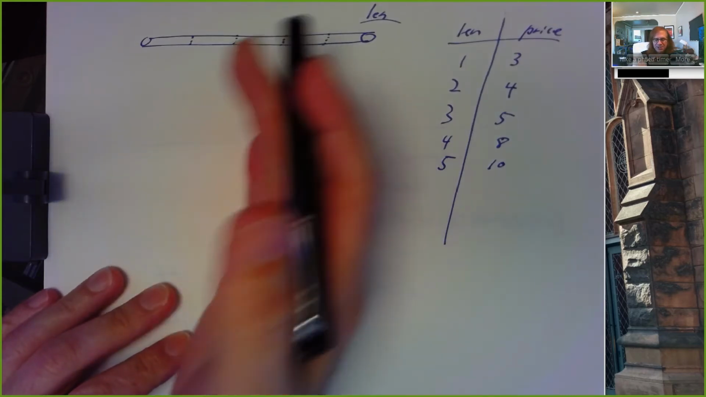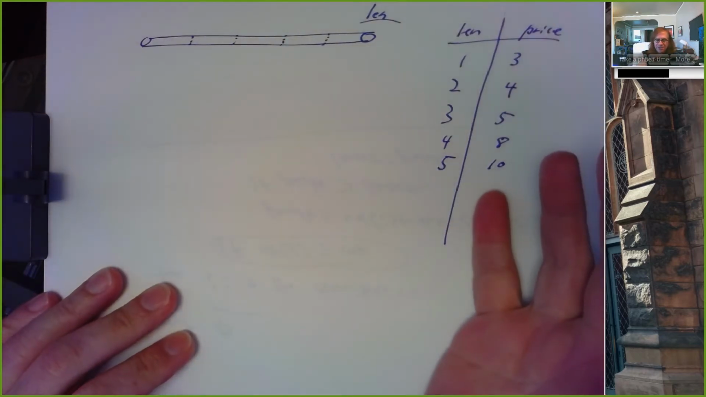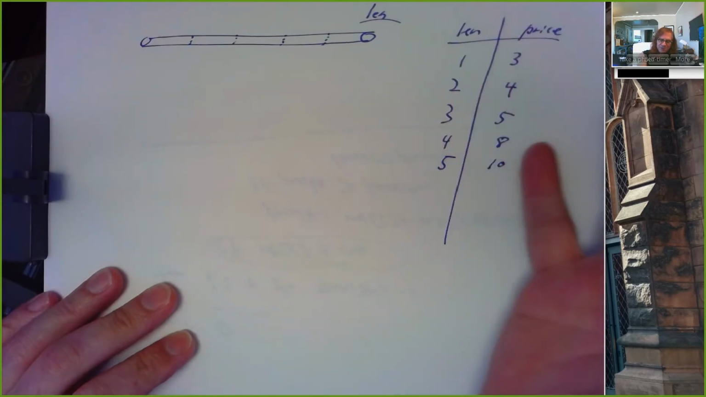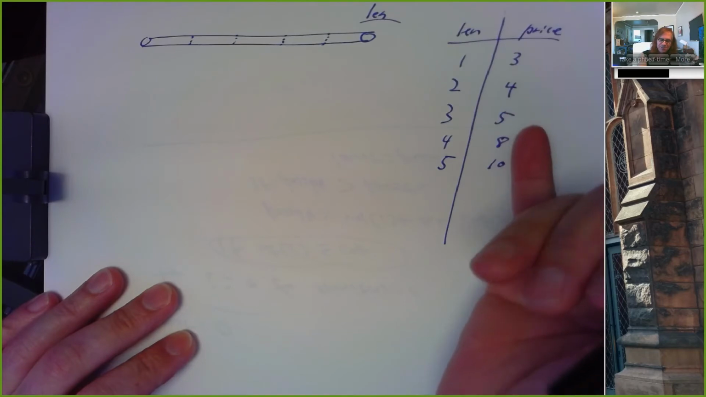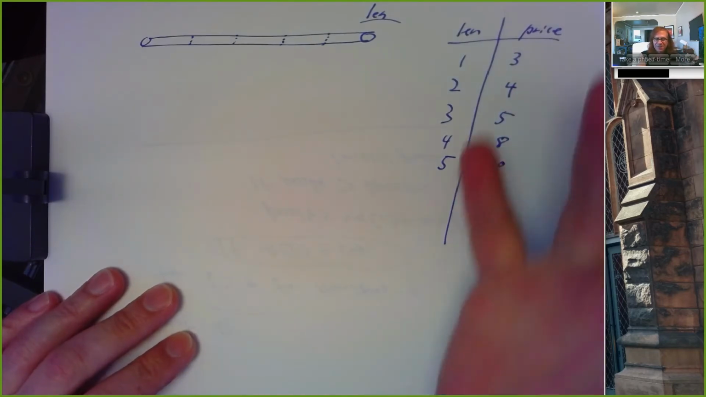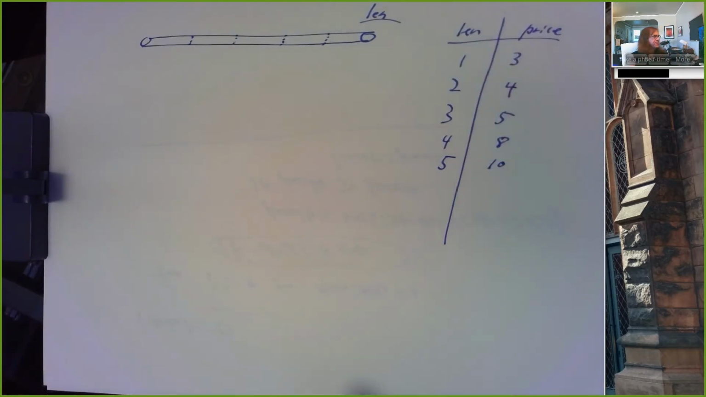So we could sell it uncut for $10. We could sell it as a 4-inch and a 1-inch piece for $11. We could sell it as a 3-inch and a 2-inch piece for $9. We could sell it as 5 1-inch pieces for $15. Right? So what's the best way to cut this up and maximize how much we can sell it for?